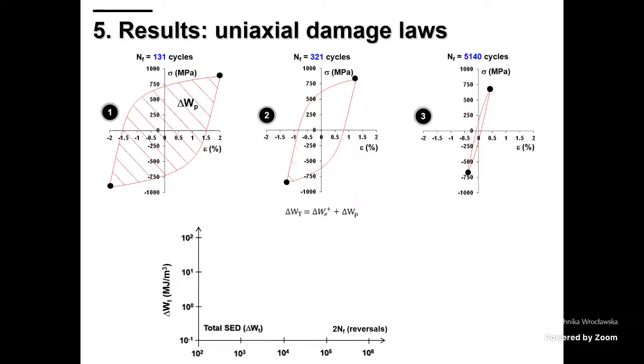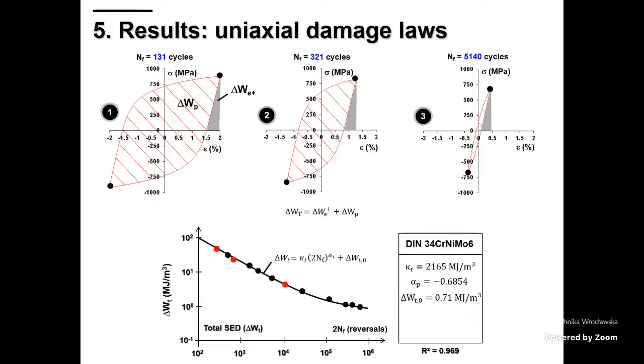But we can do the same using, for example, energy quantities. In this case, we can account for the plastic strain energy represented by the red lines, and the elastic positive energy represented by the gray triangles. And as you can see here, we can also fit all this information in a very simple way, only with 3 constants, and the correlation is relatively high.